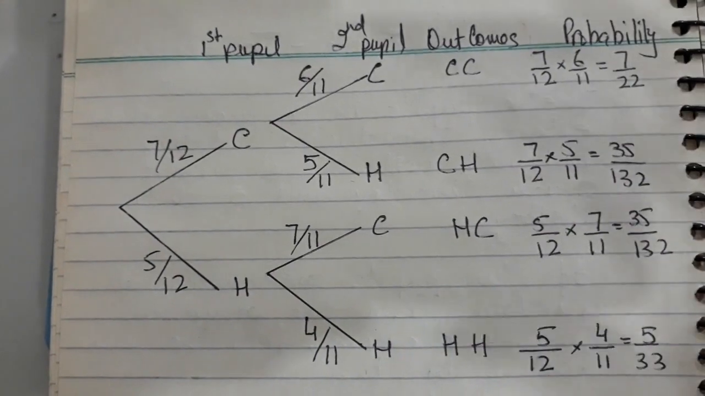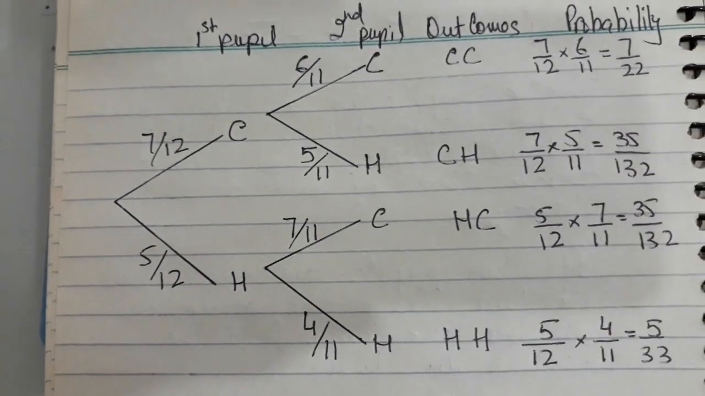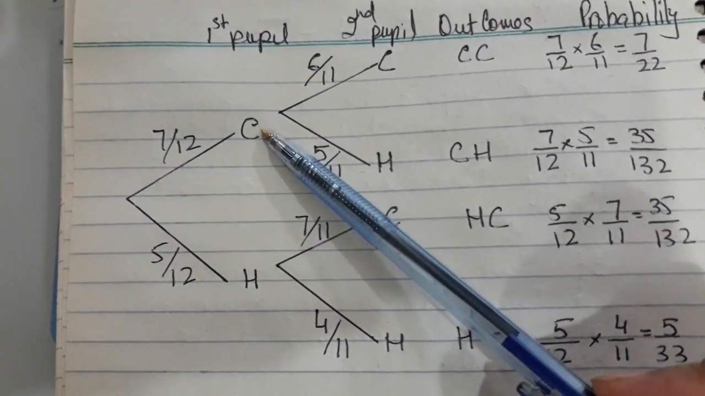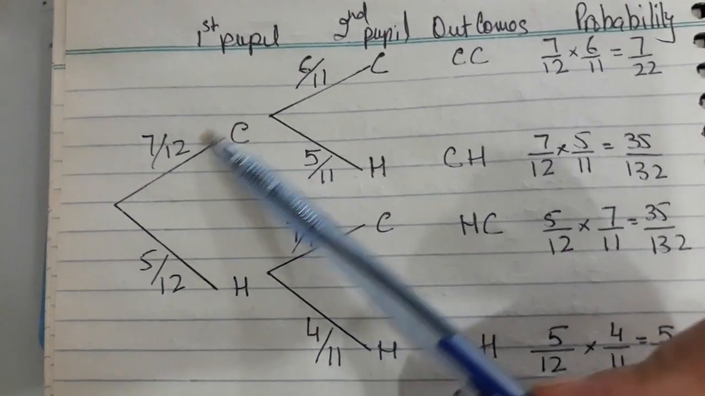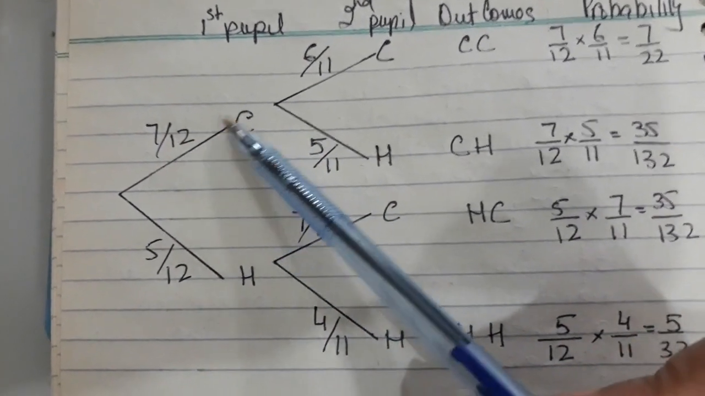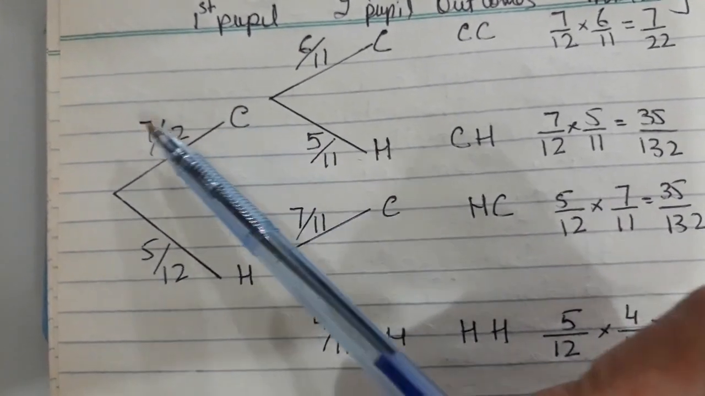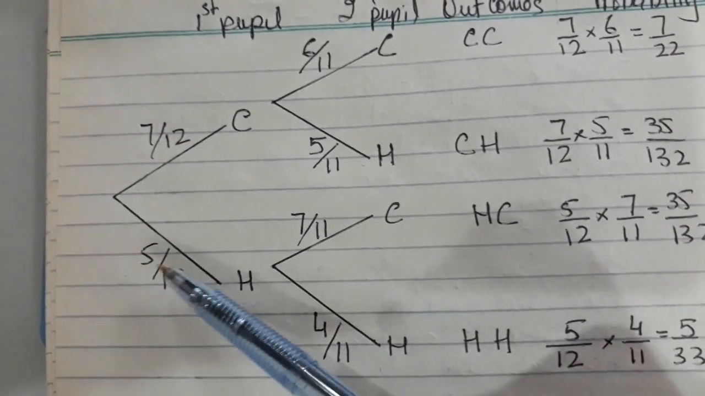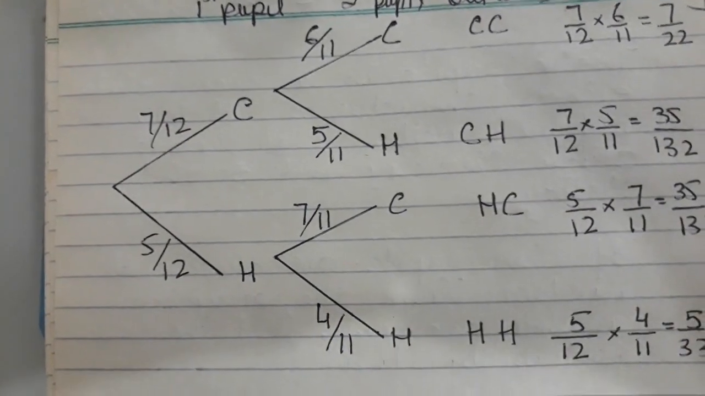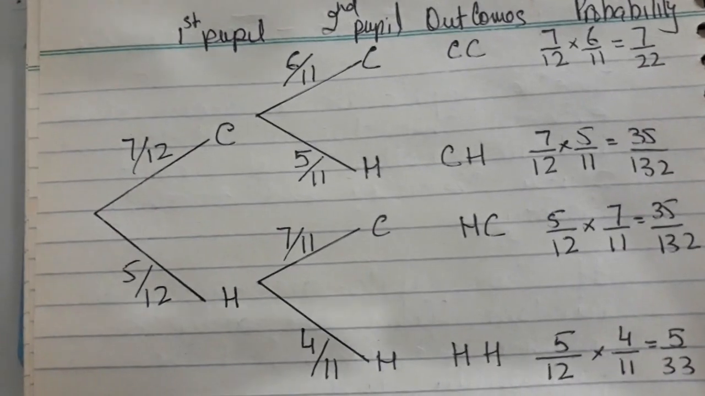So here is a tree diagram. First pupil, chemistry or history. The probability of selecting a chemistry student is 7 over 12 the first time, and history is 5 over 12.